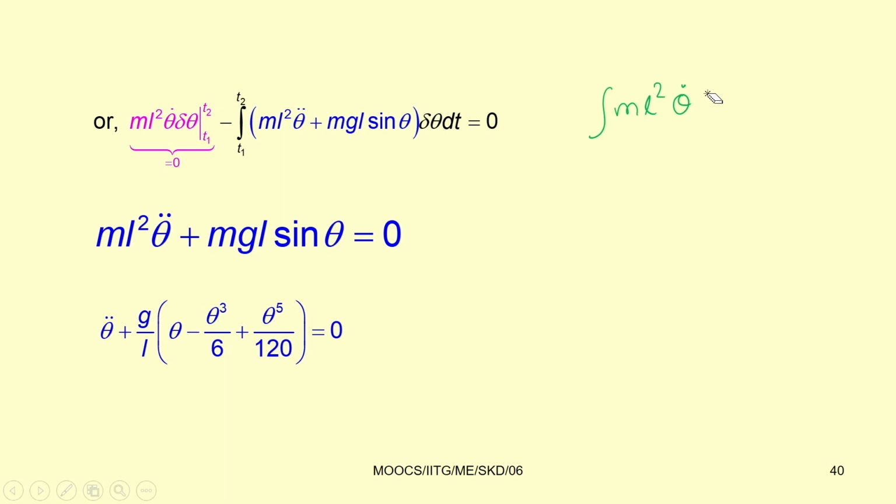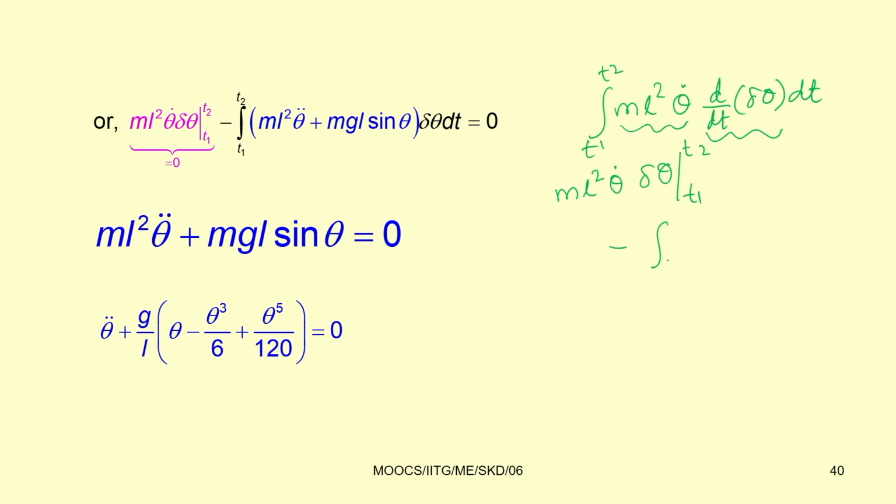So, this is d by dt of delta theta into dt, and this integration you have to do. Let us take this as the first part and this as the second part and do the integration by parts, from T1 to T2. The first part remains as it is, m L square theta dot, and the integration of d by dt of del theta dt becomes delta theta, from T1 to T2, then minus the integration from T1 to T2.